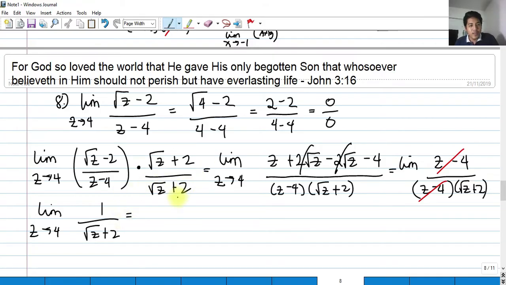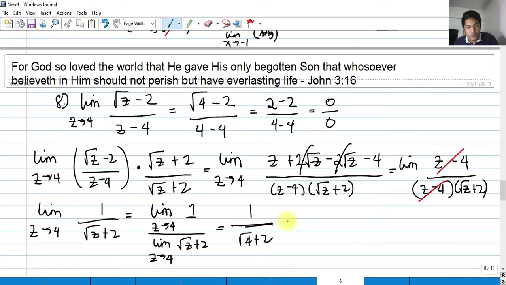So let's try to evaluate the limit. The limit of 1 as z approaches 4 over the limit of the square root of z plus 2 as z approaches 4. The limit of a constant is the constant itself, so 1. So we have 1 over the square root of 4 plus 2. The square root of 4 is 2, plus 2. We have 1 over 4.